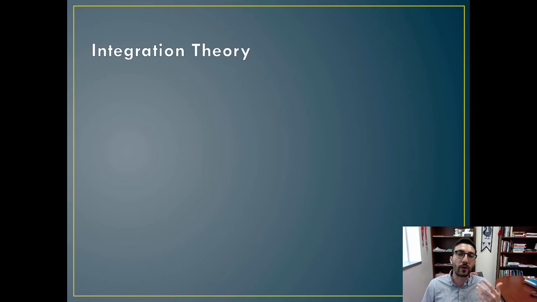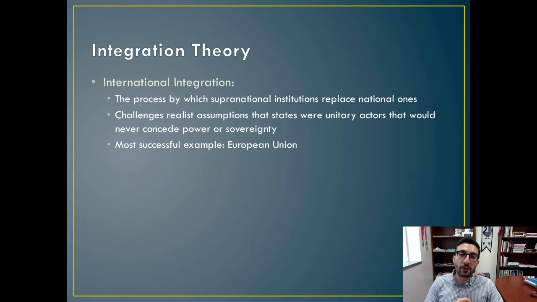So let's talk about integration theory. What is international integration? It is the process by which supranational institutions begin to replace national ones. This challenges realist assumptions that states are unitary actors that will never concede power or sovereignty to anything else. And the most successful example, although it certainly has hit its bumps in the recent months, is the European Union.